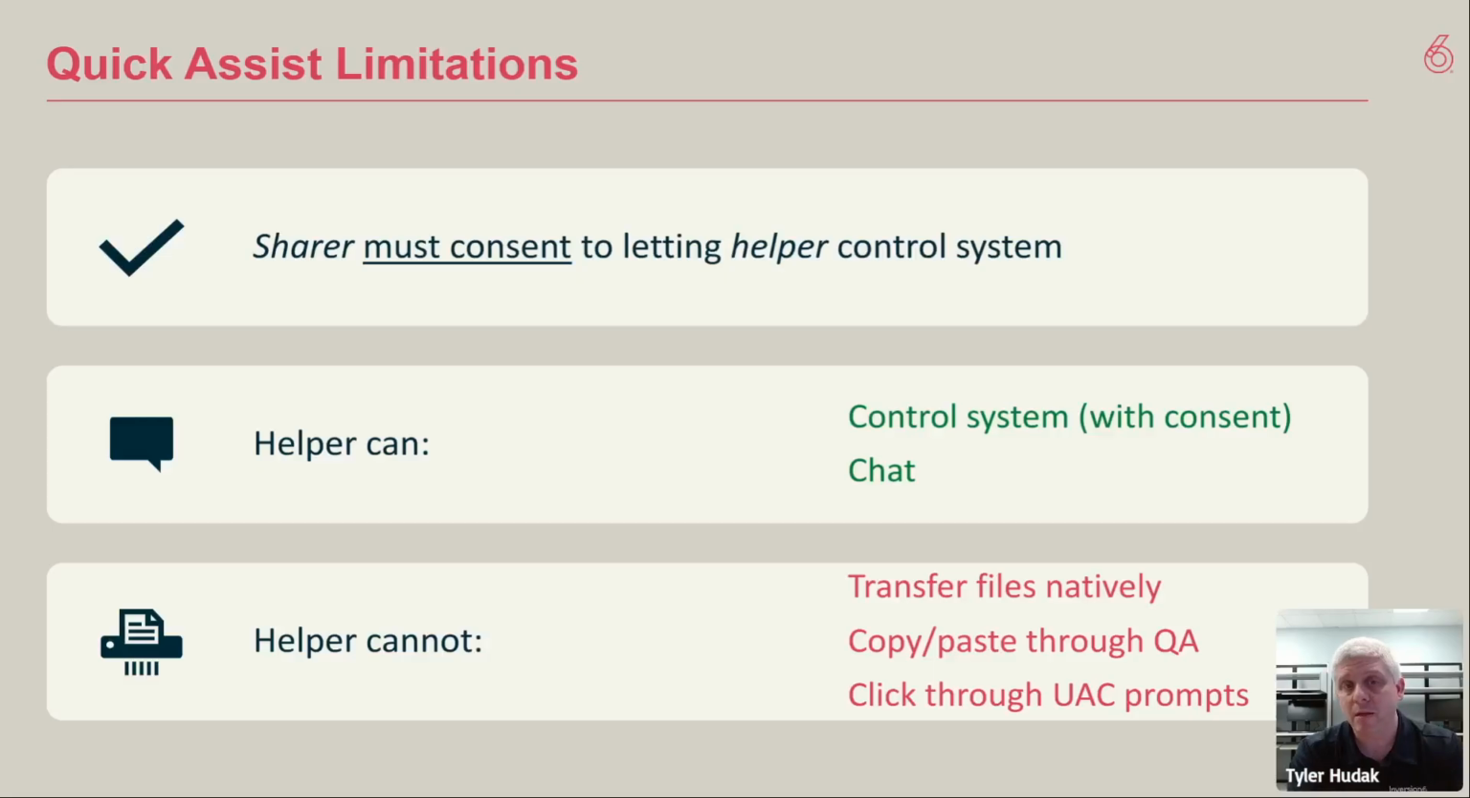Now, within Quick Assist, when I'm controlling that system, I can copy and paste local to that system, but not from system to system. And then finally, the helper cannot click through UAC prompts. So if they execute something which requires elevated permissions, that little pop-up comes up in Windows. The helper cannot click through those. The sharer must do it for them. So those limitations do help us a little bit in terms of protections, but as you'll see, it's not all encompassing.